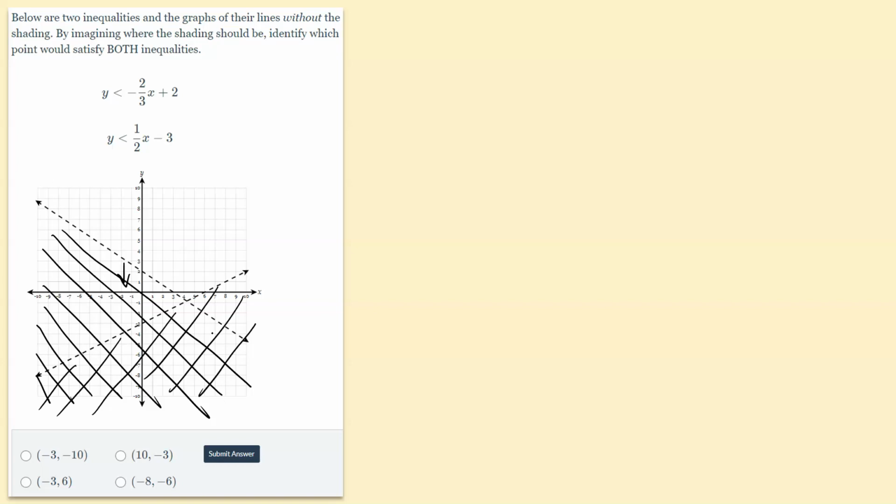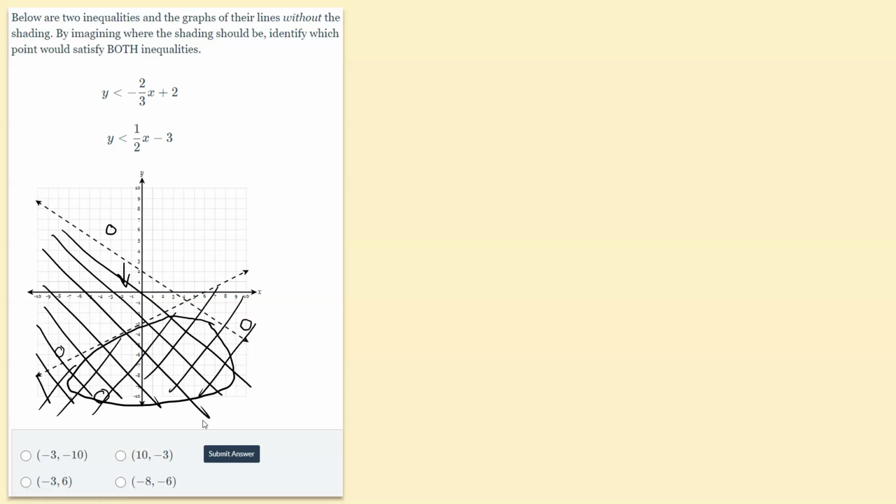So we can see that the overlapping region is this right here. That's where they're both shaded. Over here, we only have one shading. Over here, we only have one shading. They're both shaded right here. So we want to look for points that exist in this area right here. And we have 4 points to choose from.